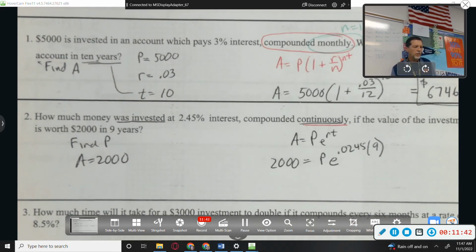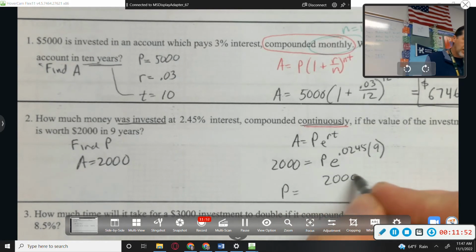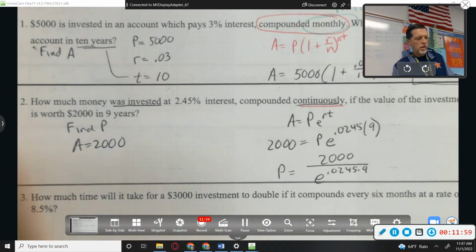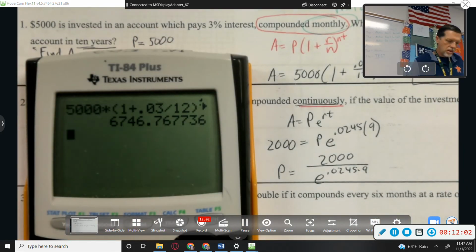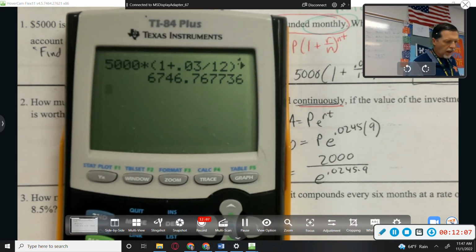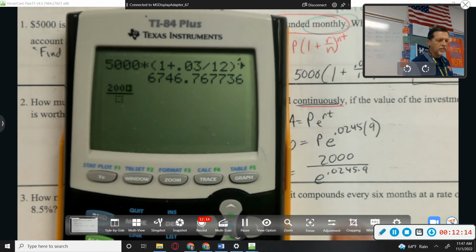So what should I do to get P by itself? Divide. And I got a calculator, so yes, this is going to look kind of ugly, but 2,000 divided by e to the 0.0245 times 9. That one might be a good one to use the fraction bar on. And the fraction bar is alpha y equals, or alpha f1. If you like the fraction bar, it makes it easy to see who's in the top, who's in the bottom.